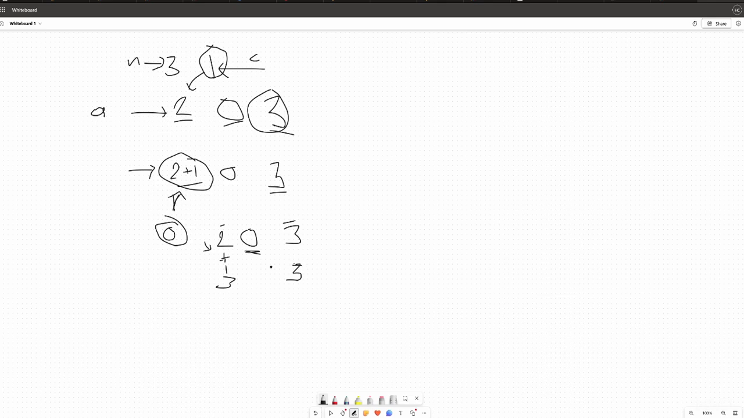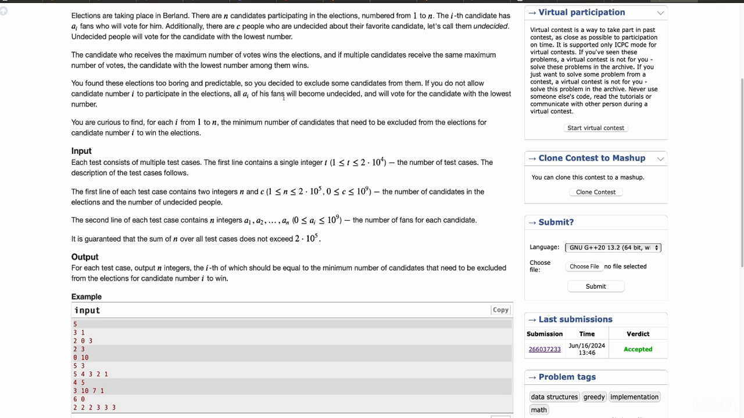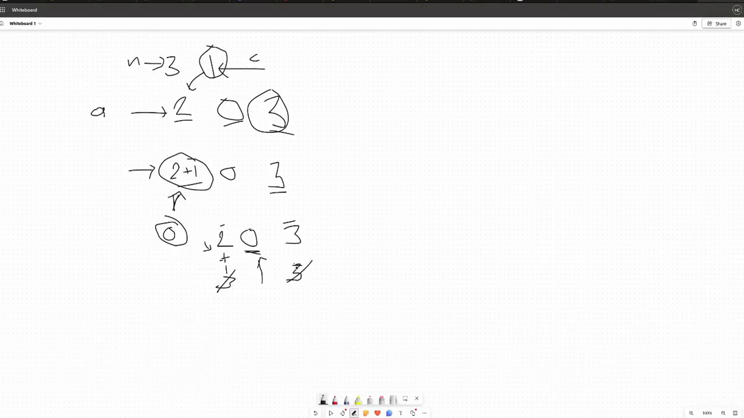So obviously we'll have to remove both of these candidates so that this wins the election. But there's another thing you need to notice that I guess I missed from the problem statement: if we do not allow candidate number i to participate in the elections, all a_i of his fans will become undecided and will vote for the candidate with the lowest number. Okay, so let us see how this goes.